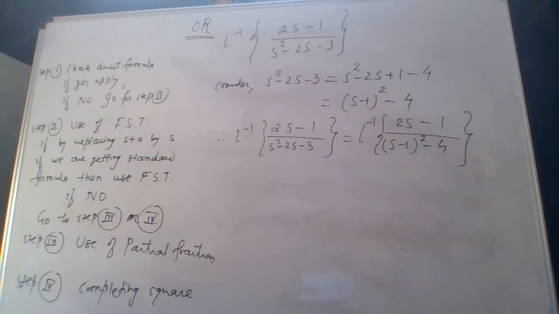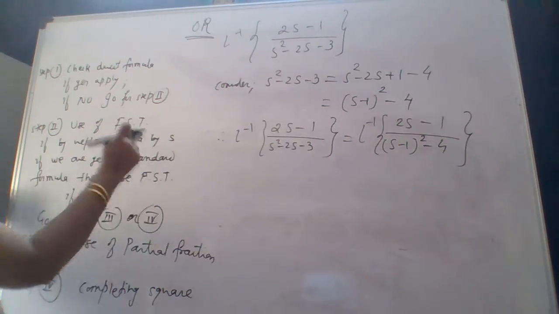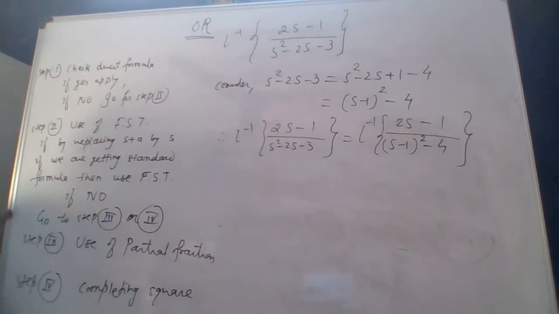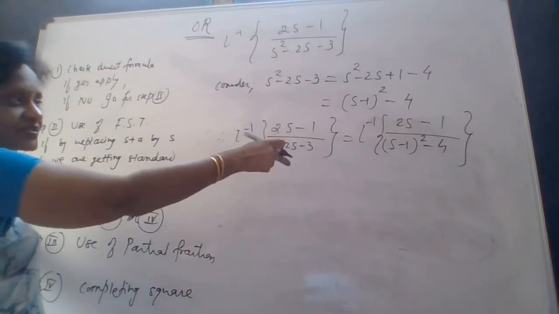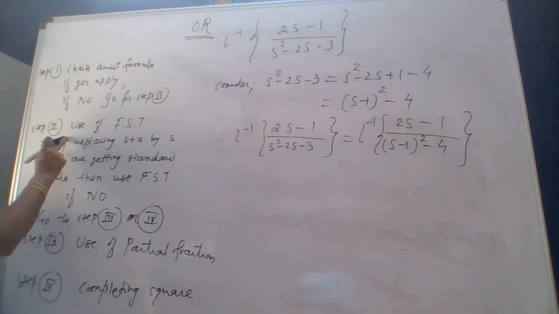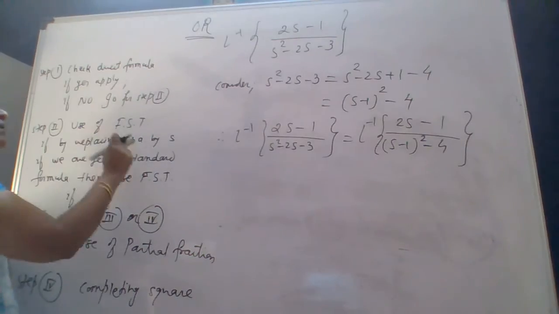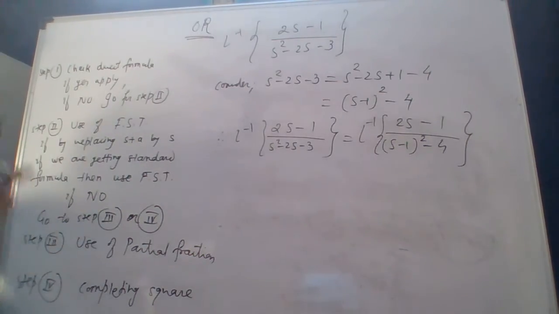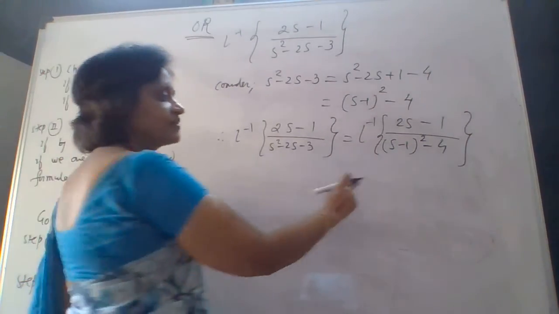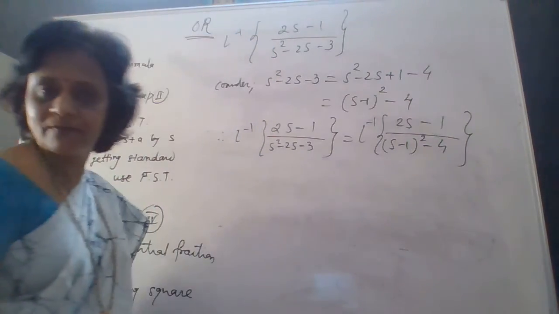Every time go stepwise. When I solve partial fraction, after partial fraction, I found I am getting direct formula. Here after completing square, we are not getting direct formula. But what we are getting is step 2, that we can replace s plus a by s. And by replacing, we are getting standard formula. That is most important. If I replace s minus 1 by s, you can see we are getting standard formula.